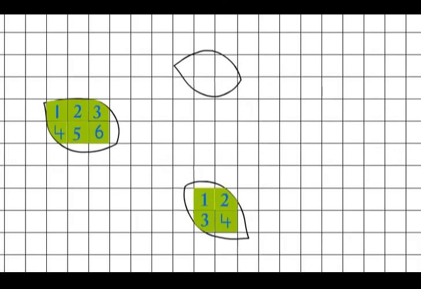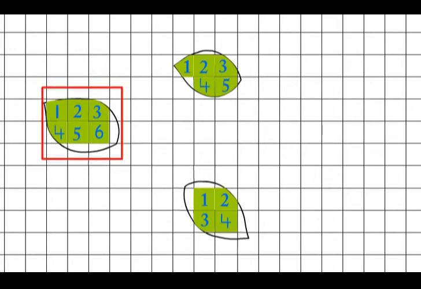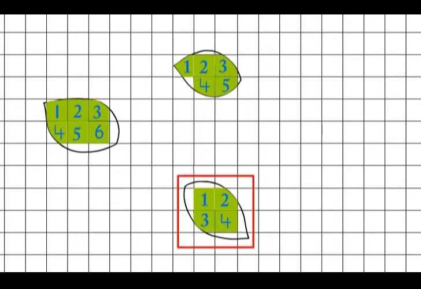Now, let me count the number of squares my leaf covers. It is 1, 2, 3, 4, 5. 5 squares. My leaf's boundary covers 5 squares. So, Meenu's leaf is the biggest. Chick, your leaf is the smallest.